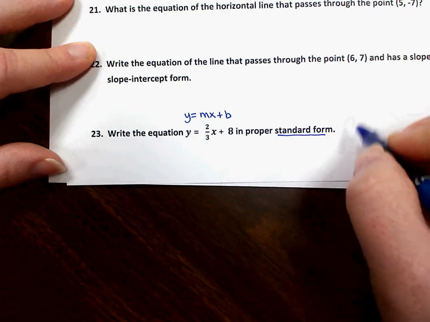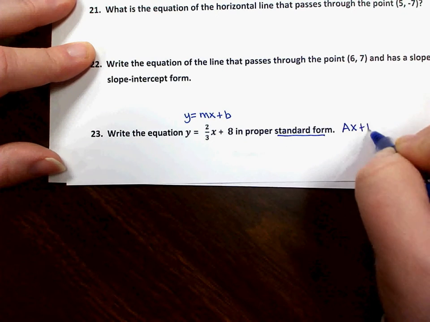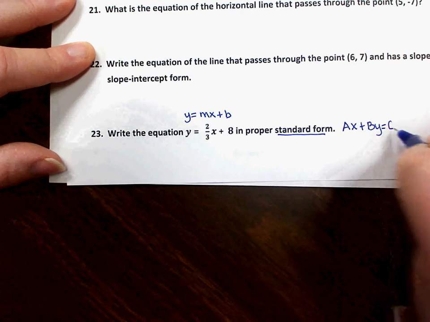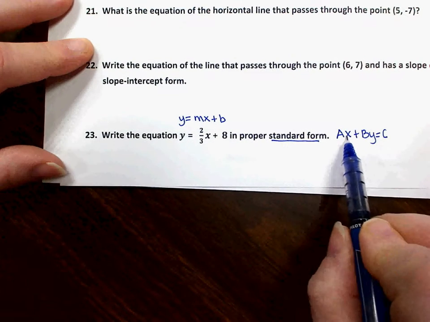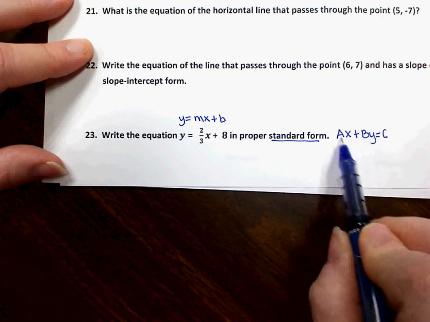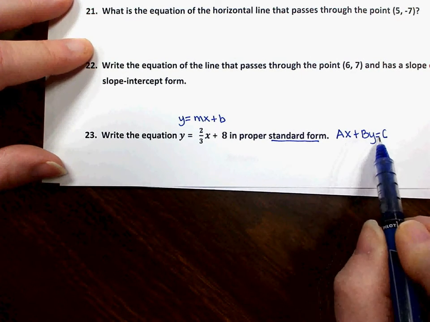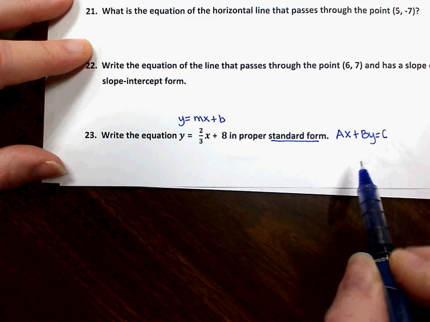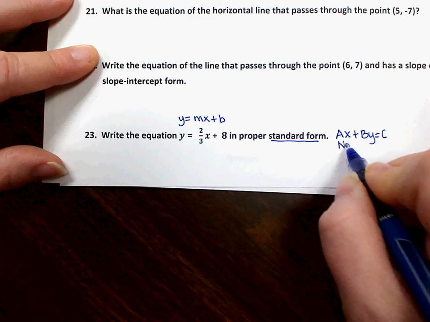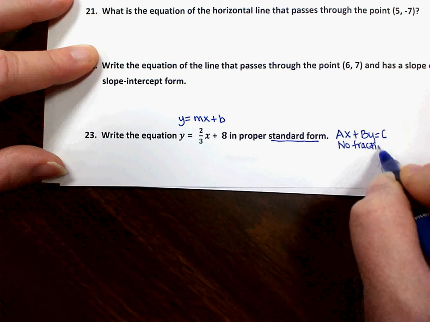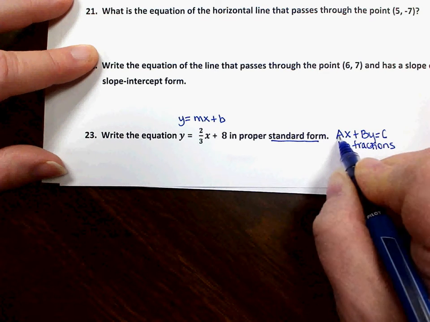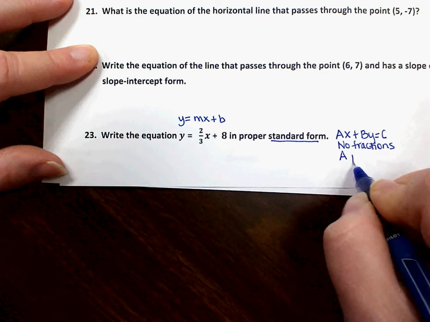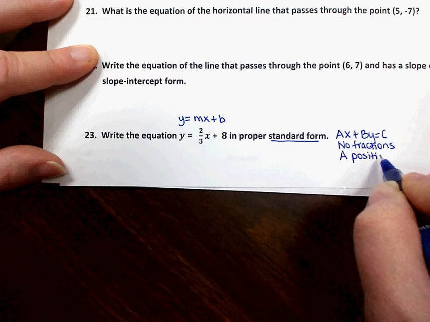Standard form is ax plus by equals c. So to have it in standard form, the x and the y have to be on the same side of the equation, and the constant, the number without a variable, is on the other side. You also can have no fractions or decimals in this form, and the number in front of x has to be positive. It can't be negative.